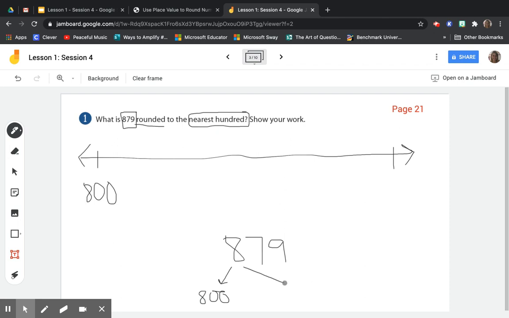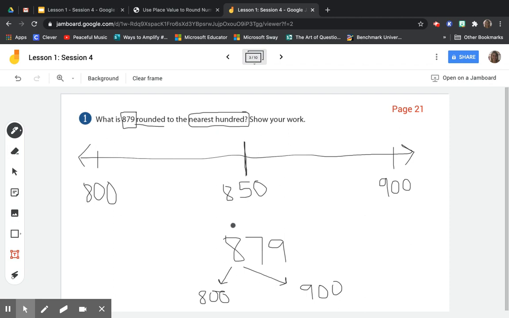And then my next neighbor is gonna be 900. So at this end, we have 900. So if I find the halfway point between 800 and 900, I know that that's going to be 50, and I'm going to have an 8 there. I can draw it. Okay, 850.